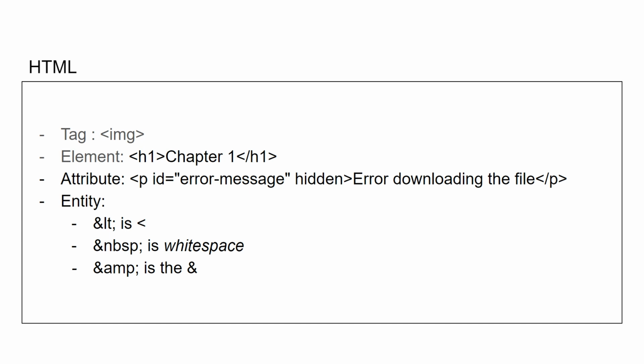Similarly, ampersand nbsp semicolon is for white space and then ampersand amp semicolon is for the and symbol. You don't need to memorize this, but just to know about these concepts so that when you see them in a document you can understand, and then when you need to use a specific example of those, you will be able to search on the web to find what entity you need to use for that specific case.